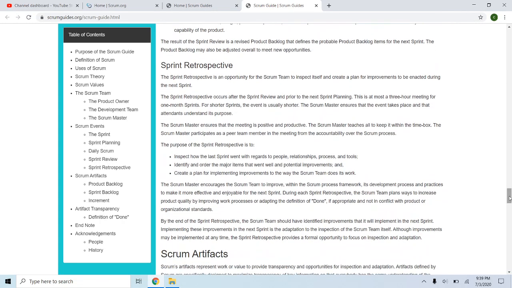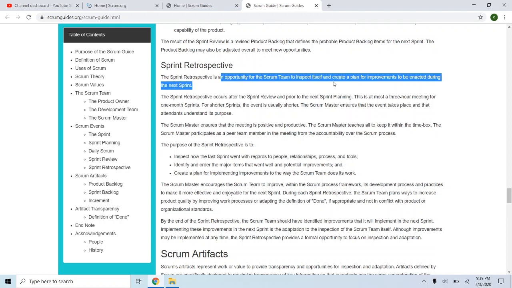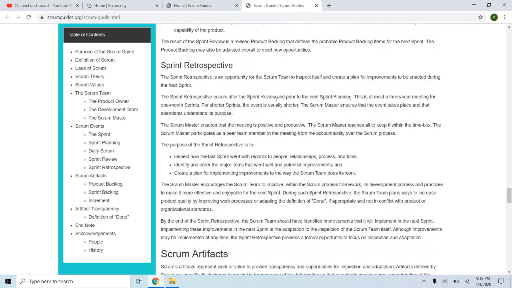Well, how is that different from a retrospective? The retrospective is an opportunity for the Scrum team to inspect itself and create a plan for improvements. So this occurs after the review, but prior to the next sprint planning, often directly after the previous sprint review. This is where you make sure it's positive and productive.